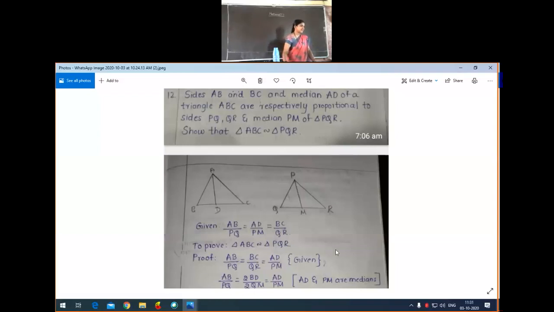So first understand the question, okay? Simply reading the problem will not give any idea. So sides AB and BC, okay? We compare with the diagram.